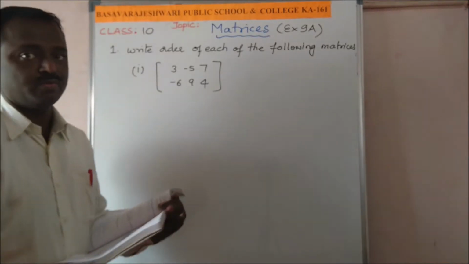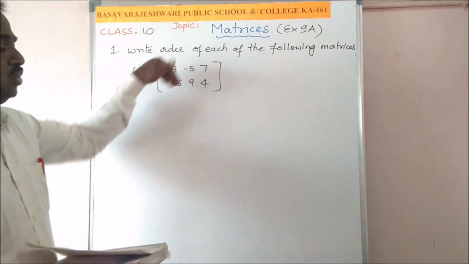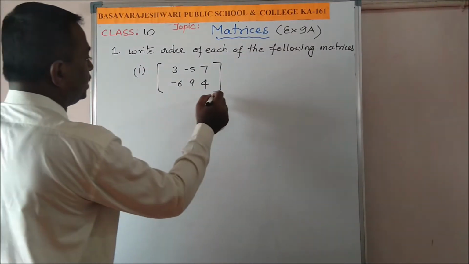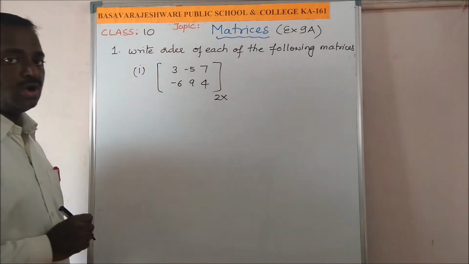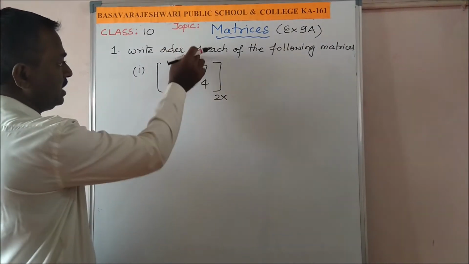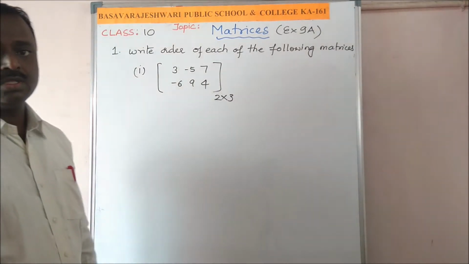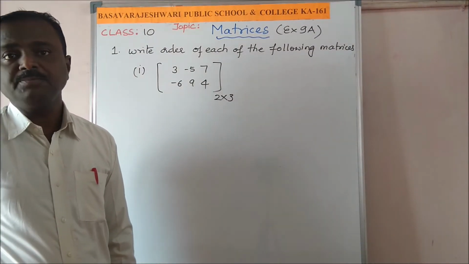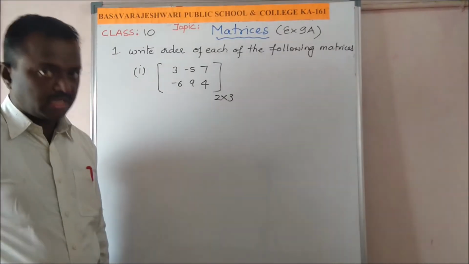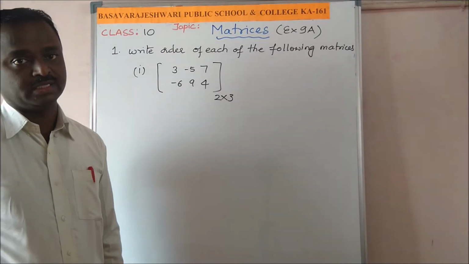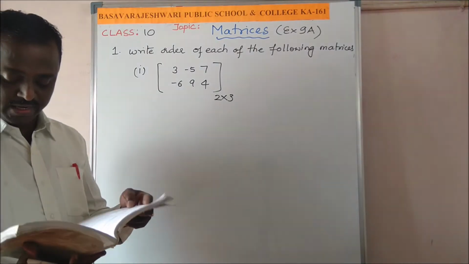So what is the order of this matrix? How many rows are there? 2 rows. How many columns are there? First column, second column, third column. So 2 into 3. You have to count the rows, you have to count the number of columns. So the order of the matrix is 2 by 3.